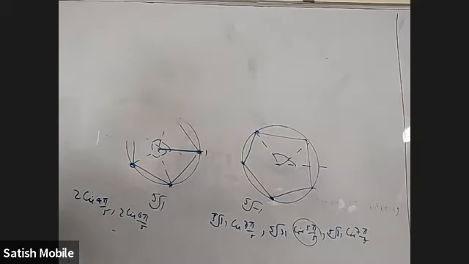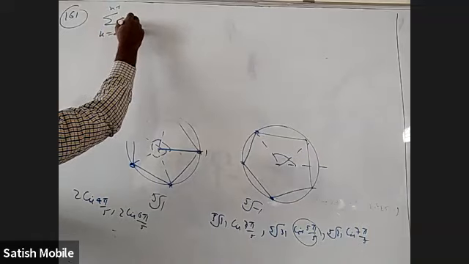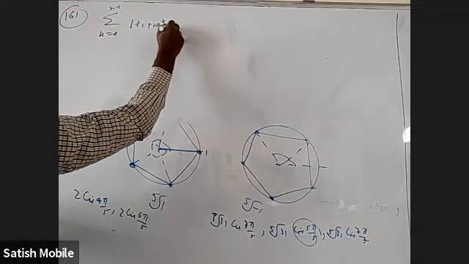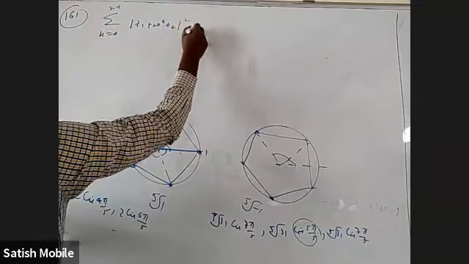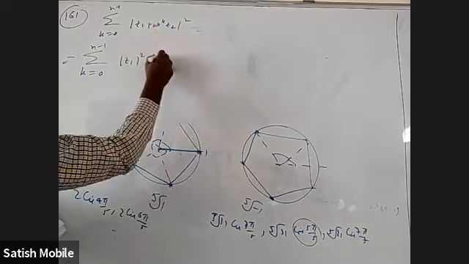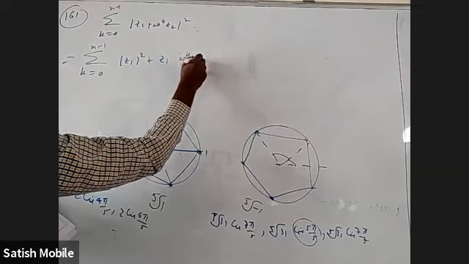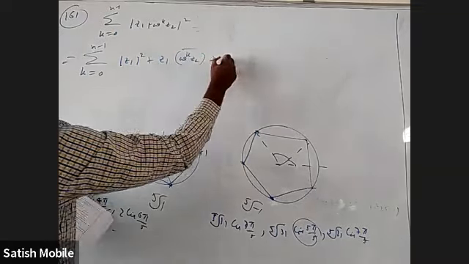Okay, 161. Sigma k equal to 0 to n minus 1 mod z1 plus omega power k z2 whole square. Okay. Sigma k equal to 0 to n minus 1 mod z1 plus omega power k z2 whole square is mod z1 square plus z1 into omega power k z2 conjugate plus z1 conjugate into omega power k z2 plus mod omega power k z2 square.